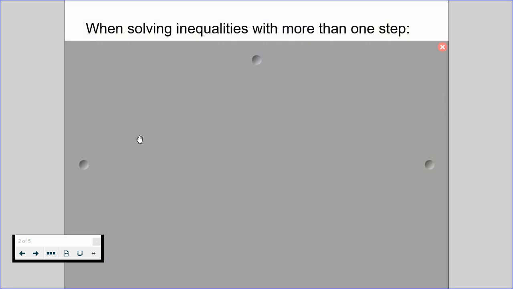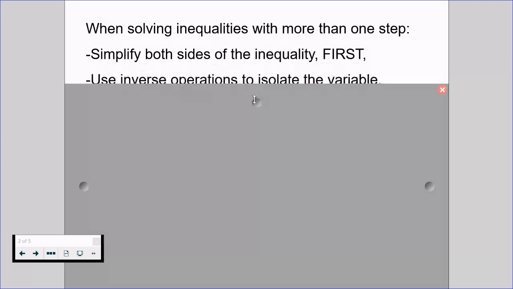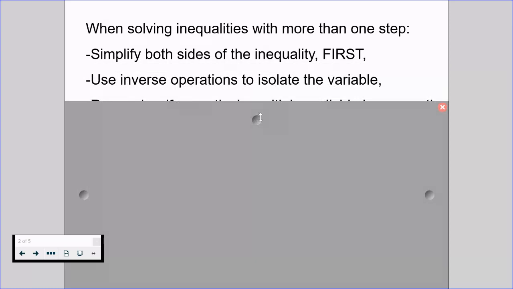When we're solving inequalities with more than one step, we're going to approach it very similarly to how we would approach two and multi-step equations. In doing so, we're going to simplify both sides of the inequality first. We need to make sure that our left-hand side and the right-hand side of the inequality are simplified. That means we're going to be combining like terms, using the distributive property, and simplifying all the way down until we cannot simplify anymore. When that is done, then we're going to use inverse operations to isolate the variable.